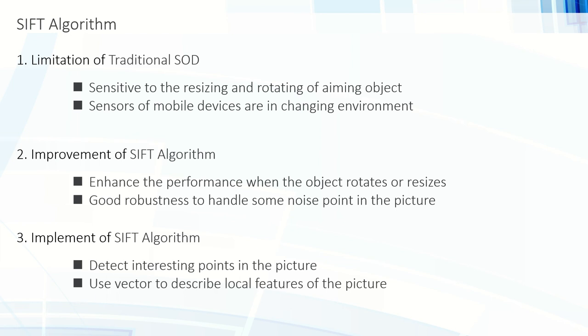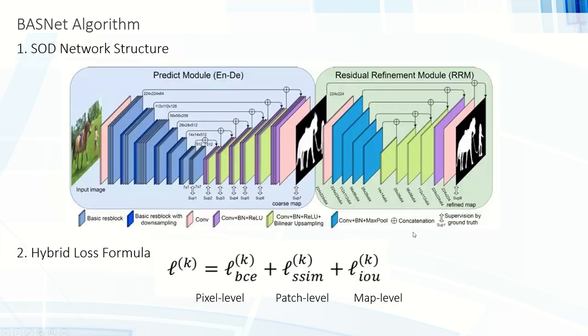With the development of deep learning, neural network technologies are used in salient object detection. In the deep learning method, detecting the salient object is simple, without any prediction. The BaseNet algorithm has excellent performance for SOD. It has two implementation details.